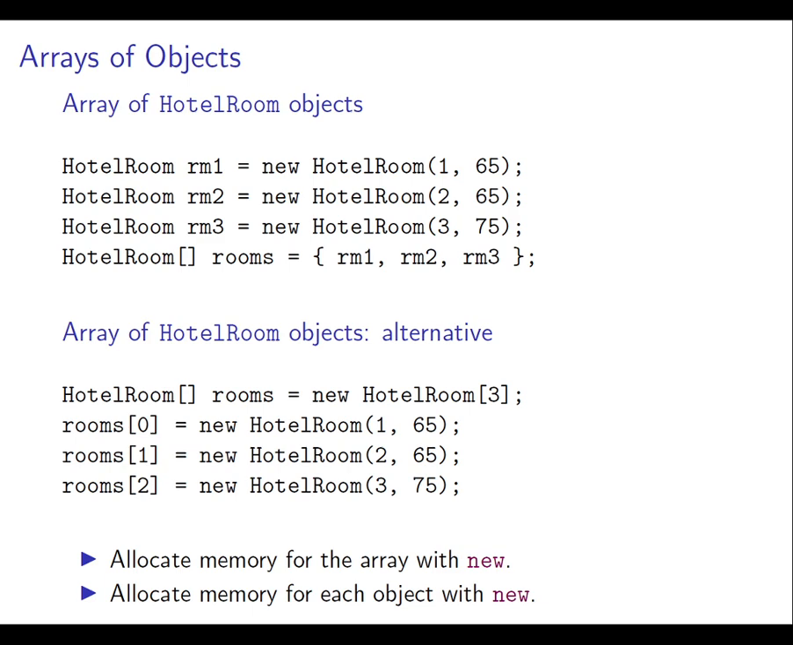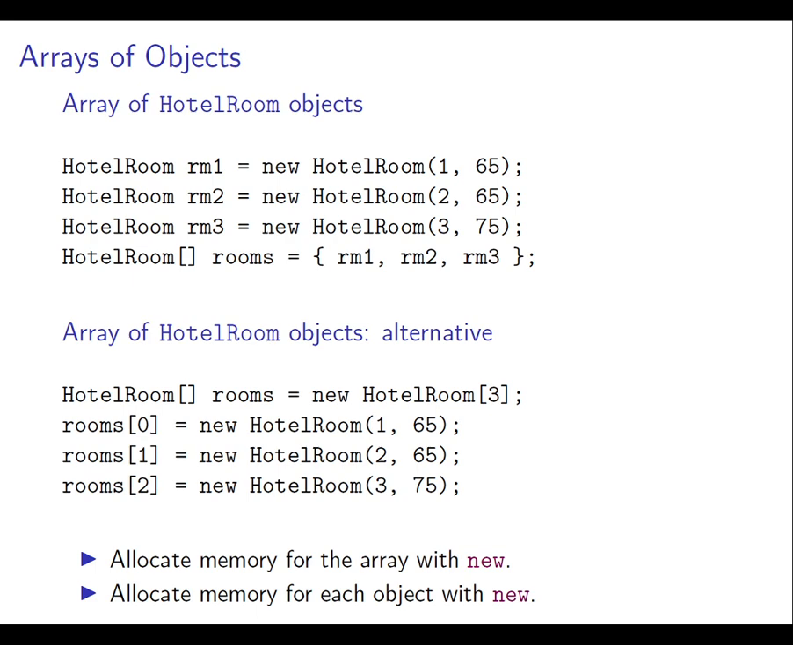Okay, we already saw in the original client that we can create hotel room objects and then stick them into an array of hotel rooms. There's an alternative syntax for the same thing. We could create an array of 3 hotel rooms, and then we could index into that array, and in each case we could set that to be a new hotel room. It means exactly the same thing.